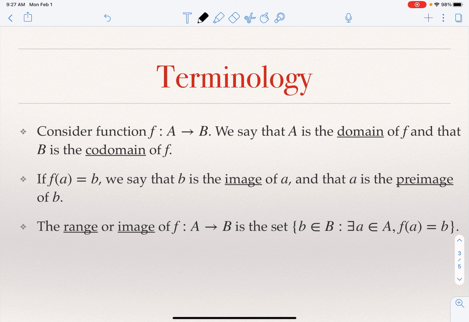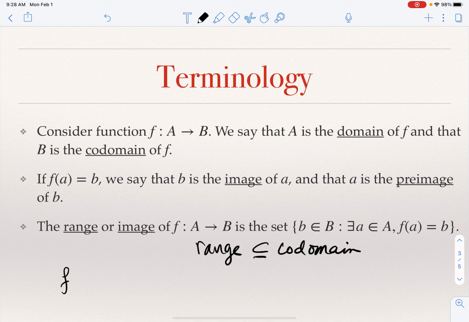We map the elements in the domain to elements in the codomain. If we map little a to little b, we call little b the image of a, and a the pre-image of b. The range of the function is the set of elements in B to which we mapped something. So the range of a function is always a subset of or equal to the codomain. But they don't have to be equal.